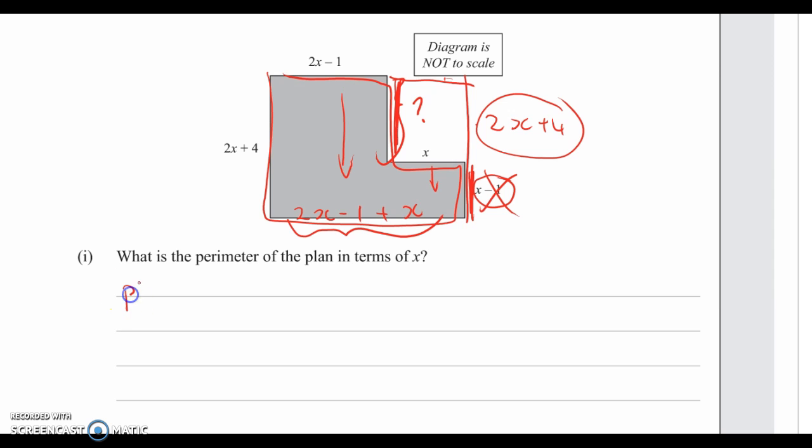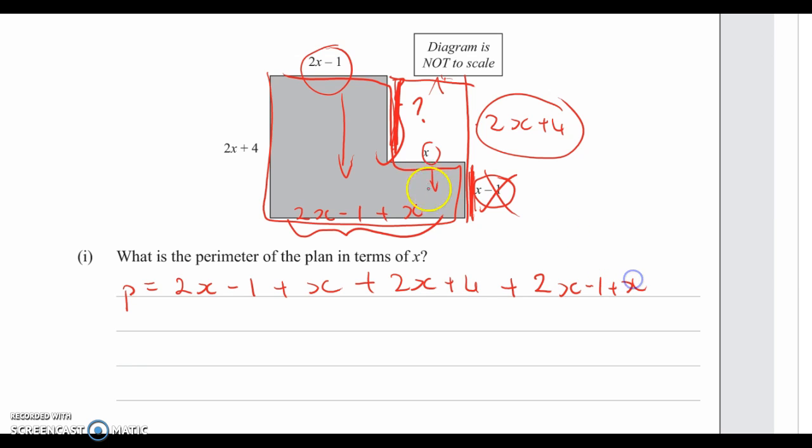So my perimeter is equal to 2x minus 1 plus x, which is that x over there, plus 2x plus 4, which is both of those bits over there, plus 2x minus 1 plus x, which is that whole side there, plus 2x plus 4, which is that side over there.